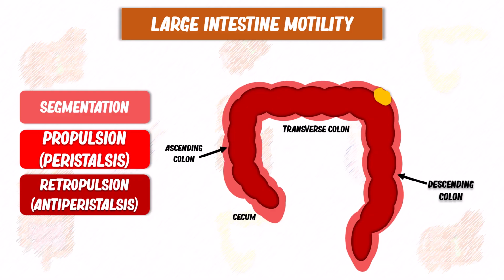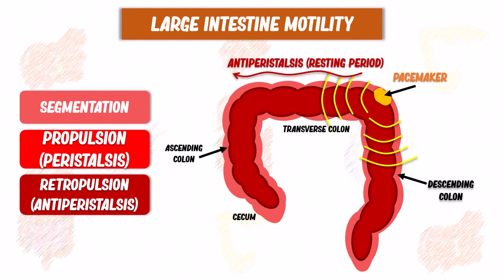In dogs and cats, there are pacemaker cells located between the transverse and descending colon that generate slow waves during resting periods. These waves cause antiperistaltic activity in the transverse colon, which leads to the accumulation of some of the contents in the ascending colon and cecum. Meanwhile, the descending colon exhibits moderate peristaltic activity.